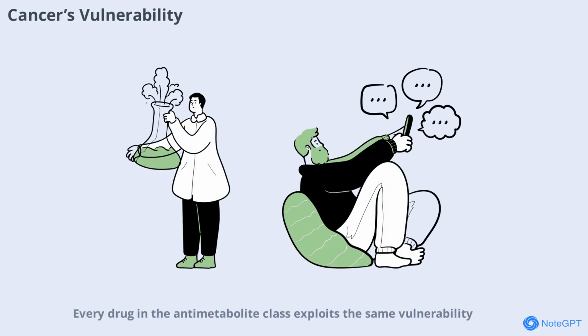Every drug in the antimetabolite class exploits the same vulnerability, a cancer cell's desperate need to copy DNA fast. By targeting this weakness, these drugs can slow or stop tumor growth. However, because normal cells like bone marrow, GI lining, and skin also divide quickly, they can be collateral damage, leading to side effects. Balancing effectiveness and toxicity is the art of chemotherapy.